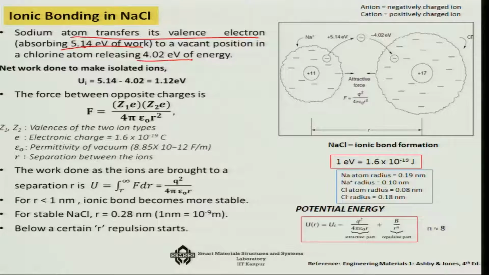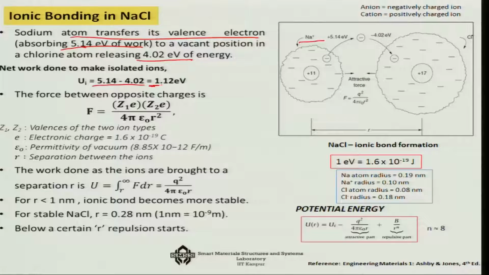So the net work that will be done, if you want to take one electron from sodium, making it sodium positive, and put it in one of the vacancies in chlorine, is the difference between these two: 5.14 electron volt you are absorbing and 4.02 electron volt you are releasing.